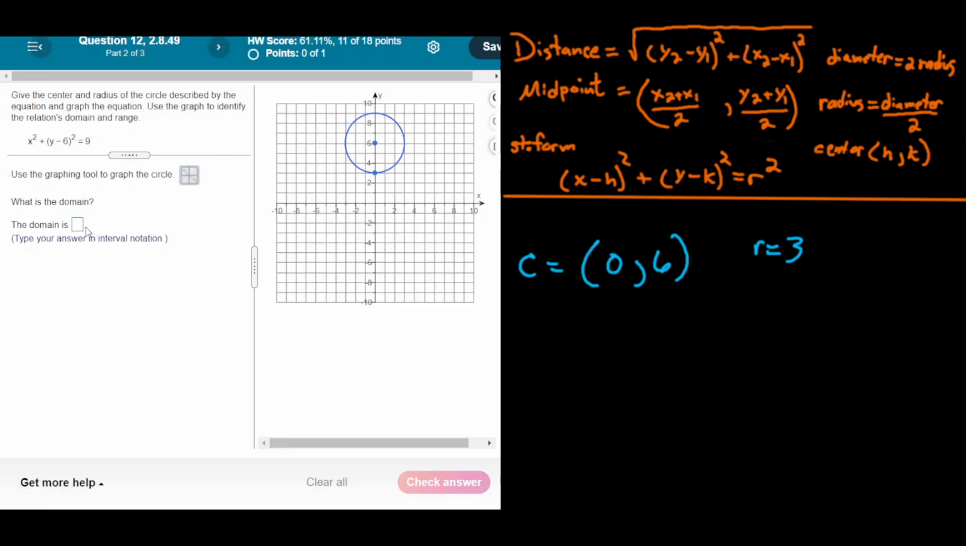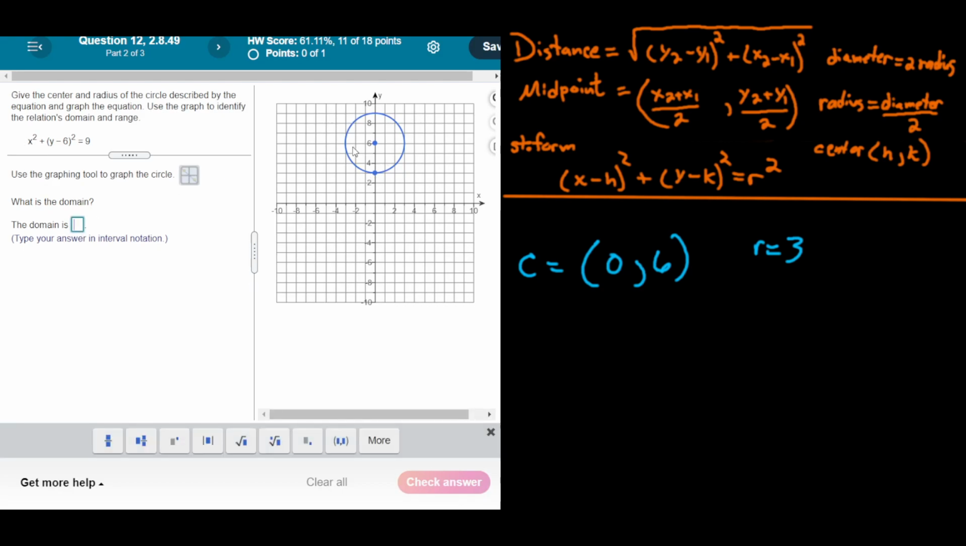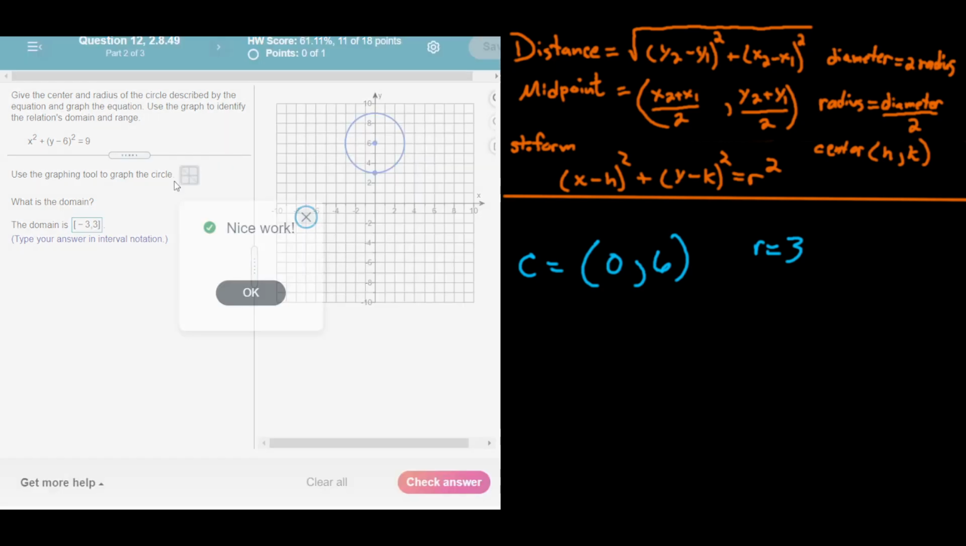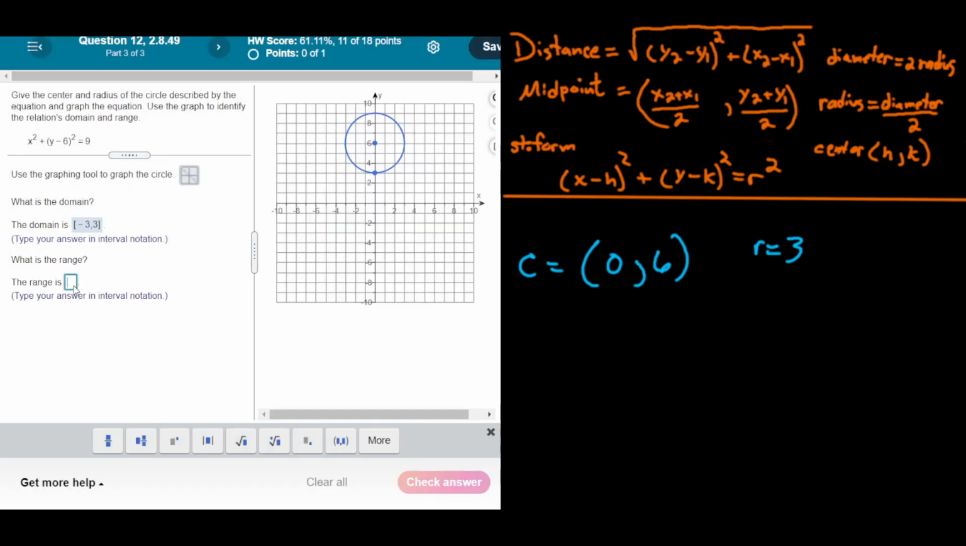Excellent. All right, domain. Domain goes from left to right. So what's the left here? The left here for your x is -3. And what's the far right? Far right is +3. Okay, range from bottom to top. The y coordinate down here is going to be 3. And up here it's going to be 9, so 3 to 9.